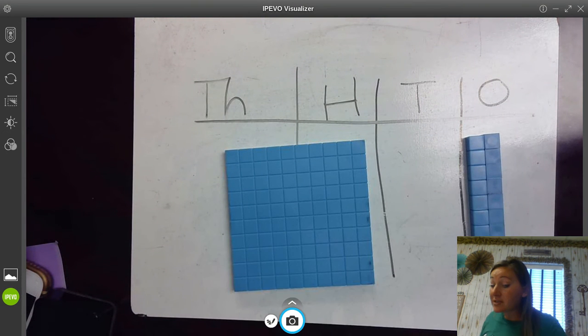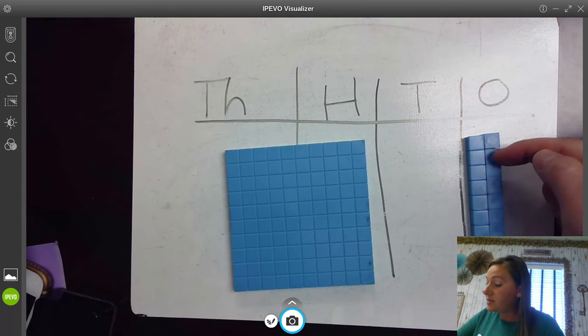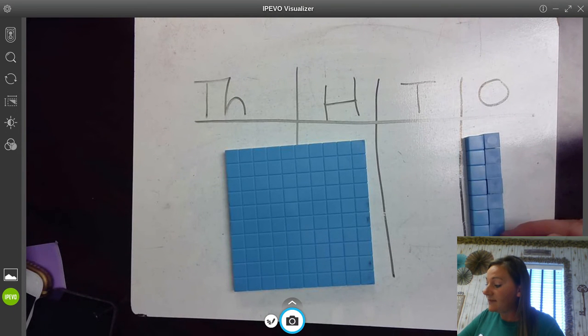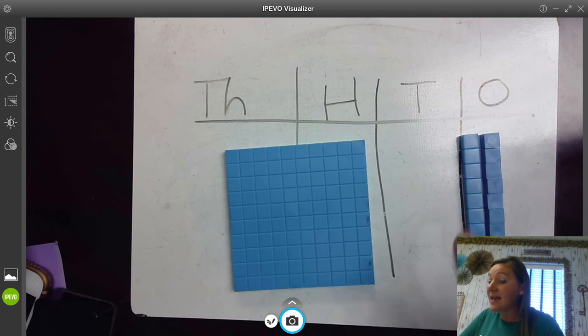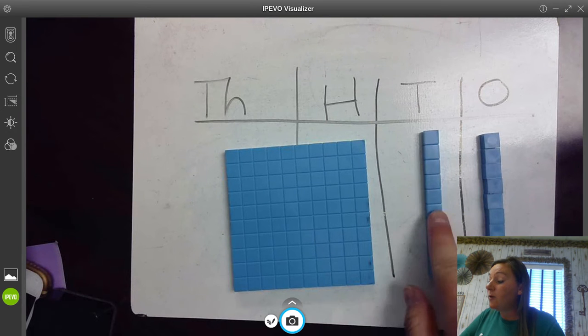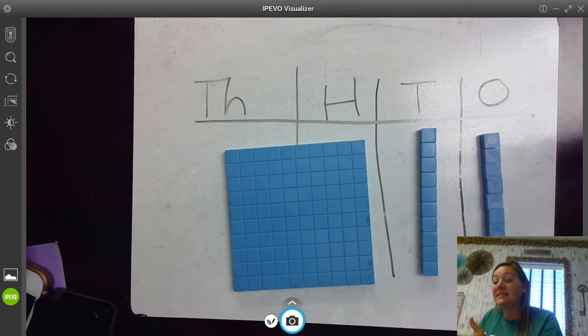Wouldn't you agree they're the same size? So we have 1, 2, 3, 4, 5, 6, 7, 8, 9, 10. 10 ones makes a 10. So we know that when we go from ones to tens, the place value is getting greater. Well, how much greater is it getting?